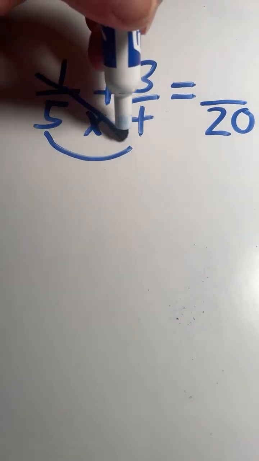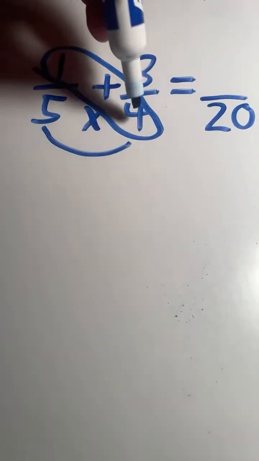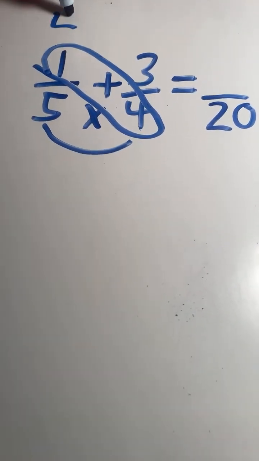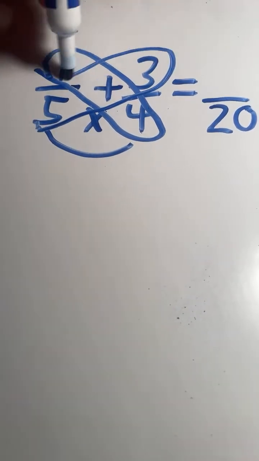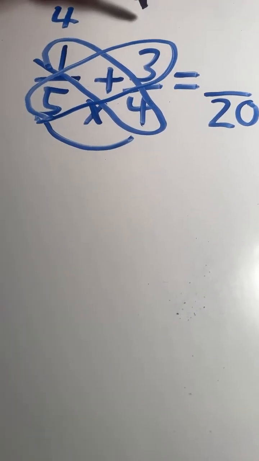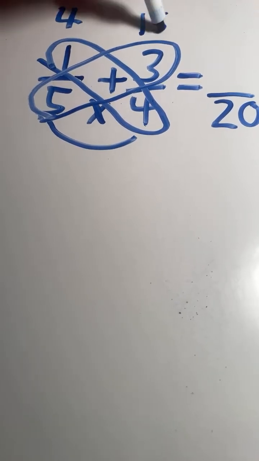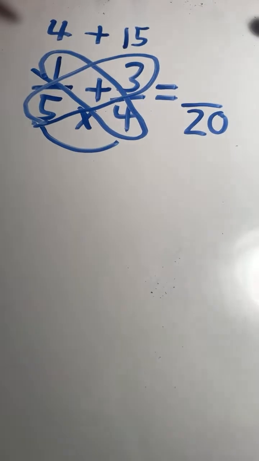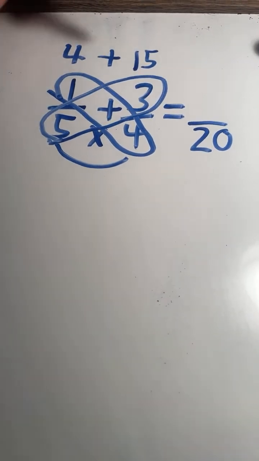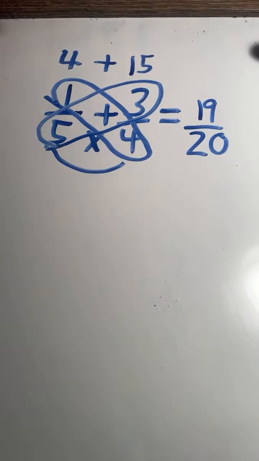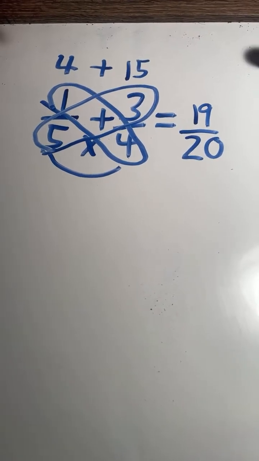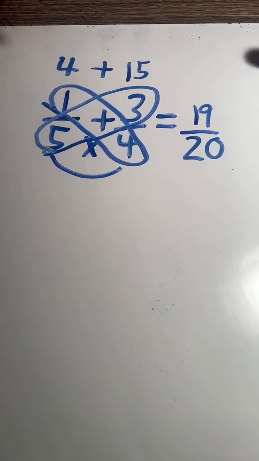Next, we multiply each numerator times the opposite denominator. So 1 times 4 equals 4. 5 times 3 equals 15. Four plus 15 equals 19, and we have our final answer, 1/5 plus 3/4 equals 19/20.